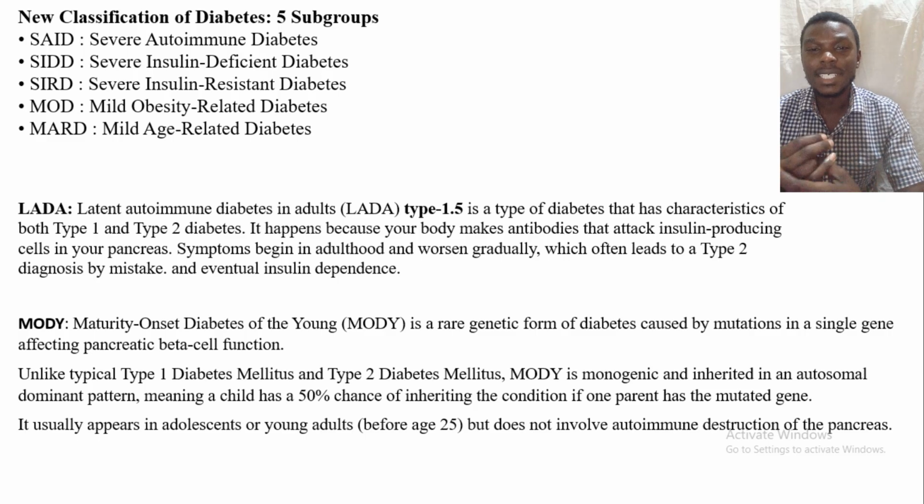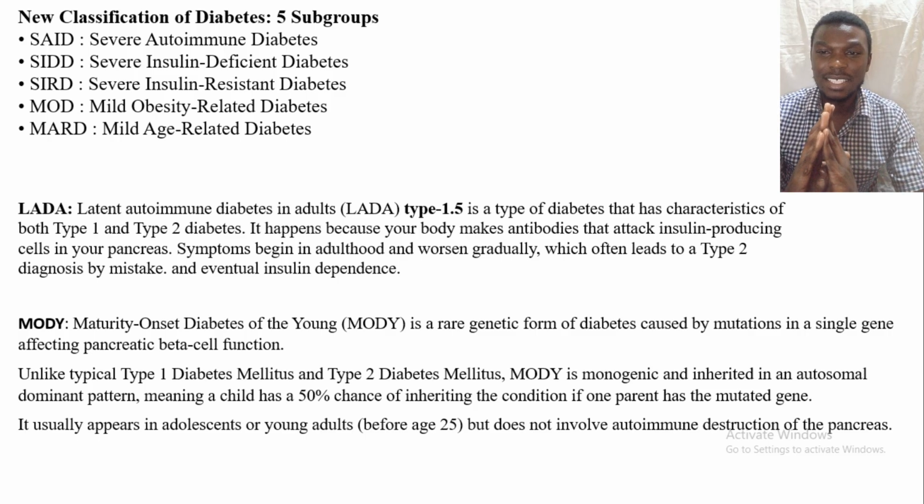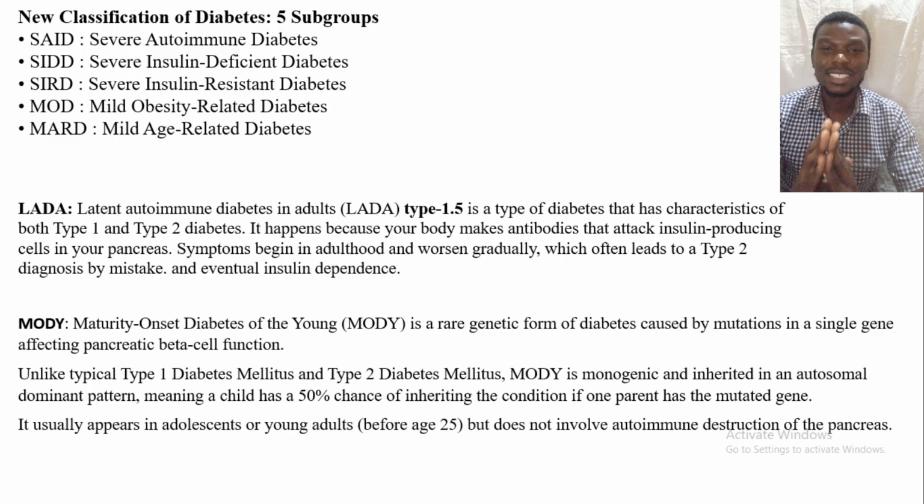So this one is a bit rare. It's a genetic form of diabetes caused by a mutation in a single gene affecting the pancreatic beta cell function. So this one is like type 1, but in these guys there's no autoimmune, so the immune system is not attacking these cells. The problem is the cells themselves that are failing to produce the insulin. So there's a problem with their genetic makeup. So this is what this maturity onset diabetes of the young is.